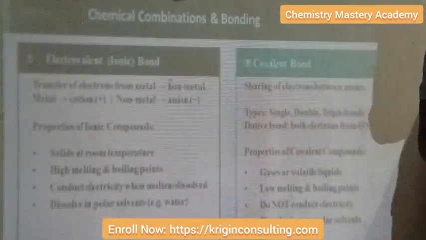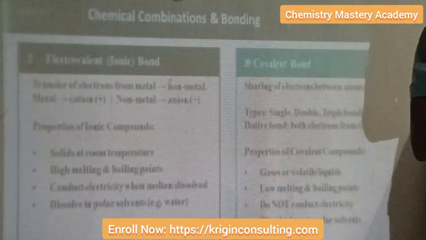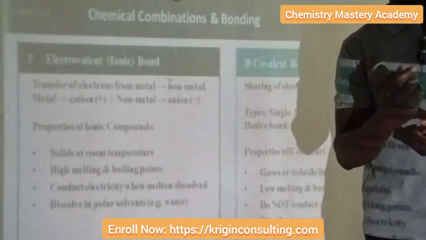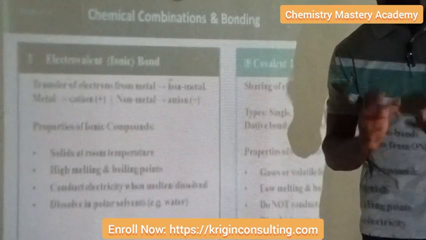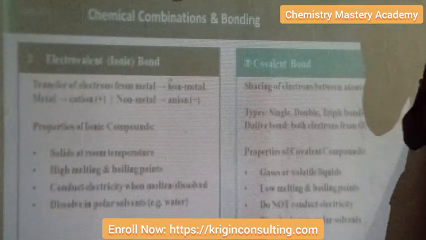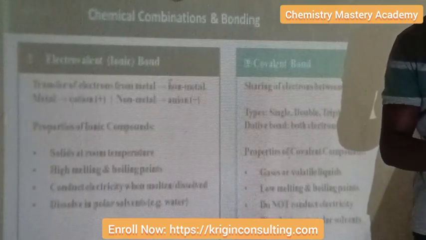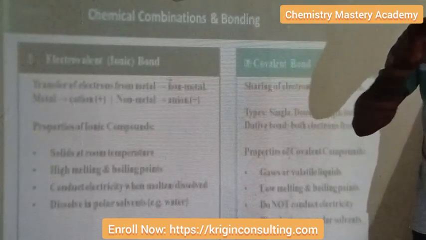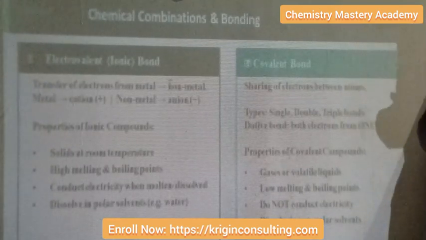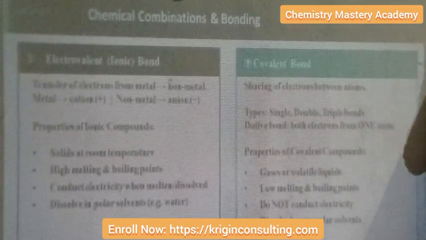So the one that is positively charged, which transfers electrons, is called a cation, while the one that is negatively charged, which receives the electrons, is called the anion. Therefore, in electrovalent bonding, the element that does the transfer of electrons can be called a metal, it can be called a cation. Are we following? Okay. Now let's look at some illustration as pertaining to electrovalent or ionic bond.